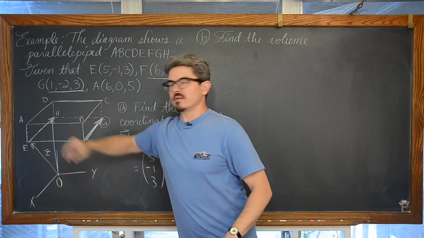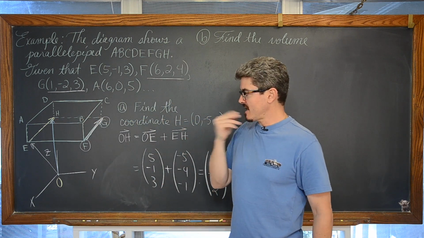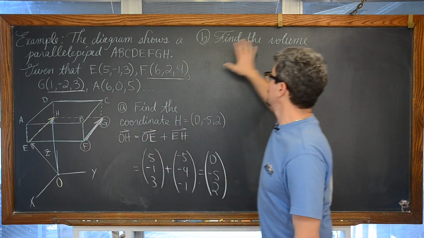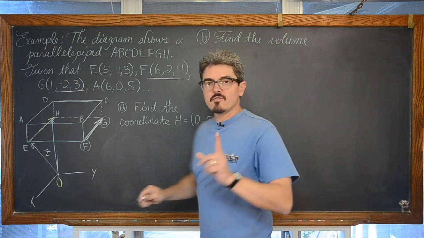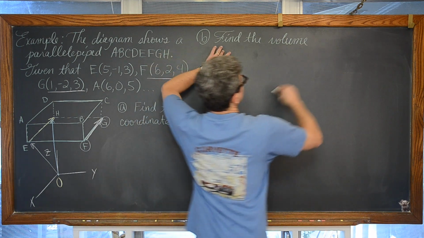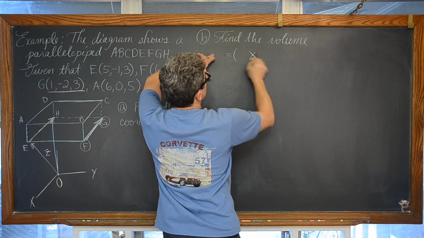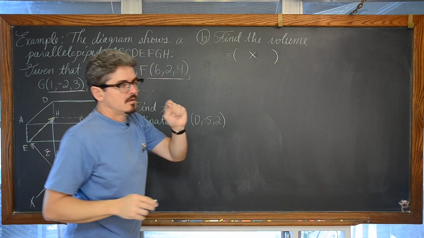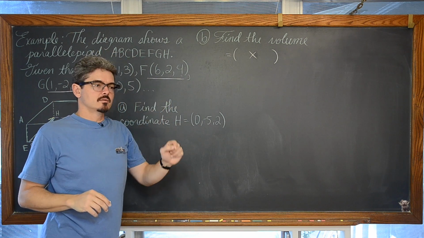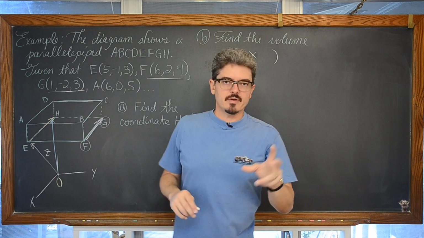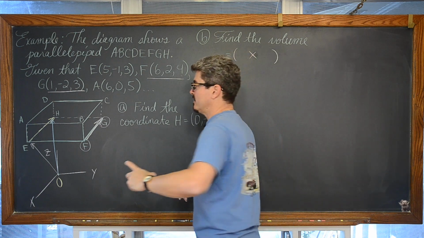We need that coordinate to finish this problem because now we're going to have to step up and go to the volume. That volume is going to be equal to the cross product, the vector cross product of the two vectors that define the base of a parallelepiped.